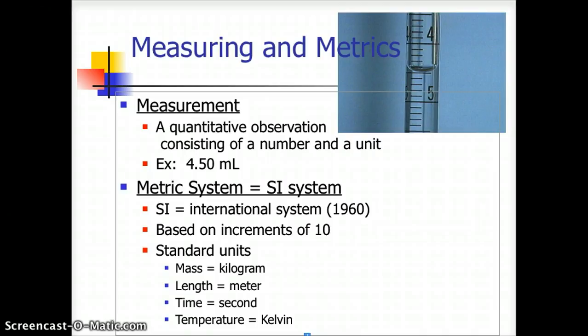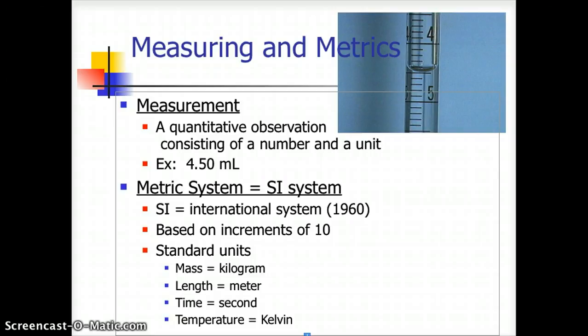In science, we use what's called the SI system, which is essentially the metric system. In 1960, the SI system was adopted as the international system. The reason that it is SI and not IS is that it comes from the French term for international system, and in that case the system is before international, so that's where we get the SI. The metric or SI system is based on increments of 10, like we have 10 millimeters in a centimeter, and as you go up through each prefix in the metric system you go up by a factor of 10.